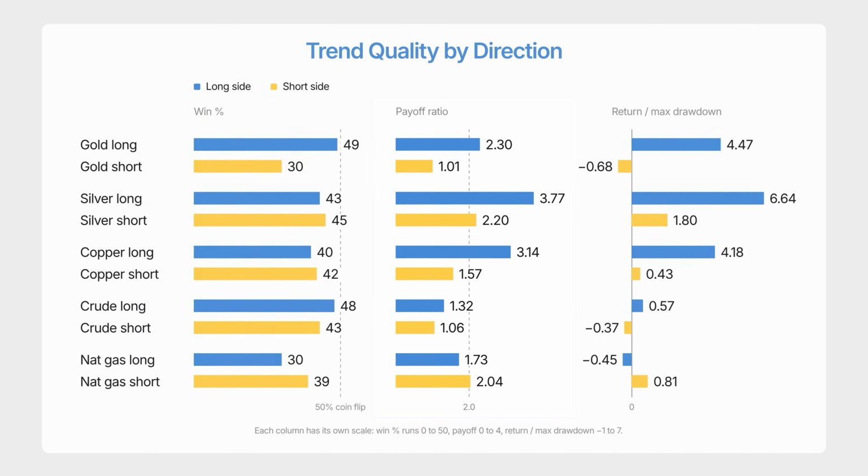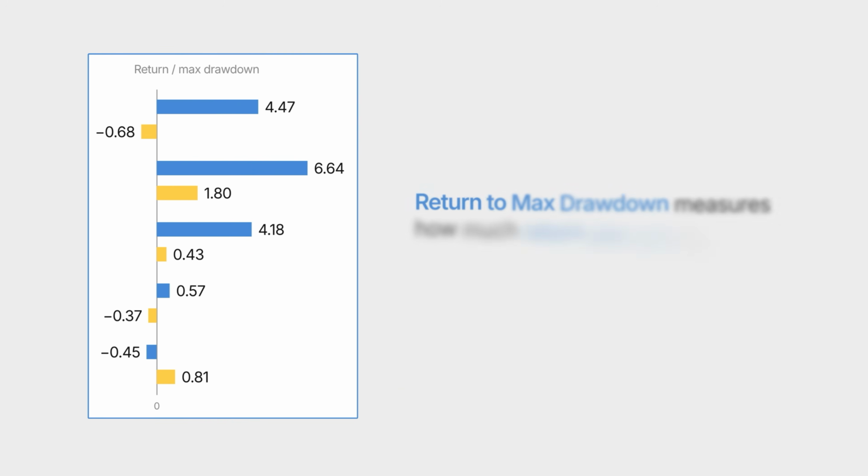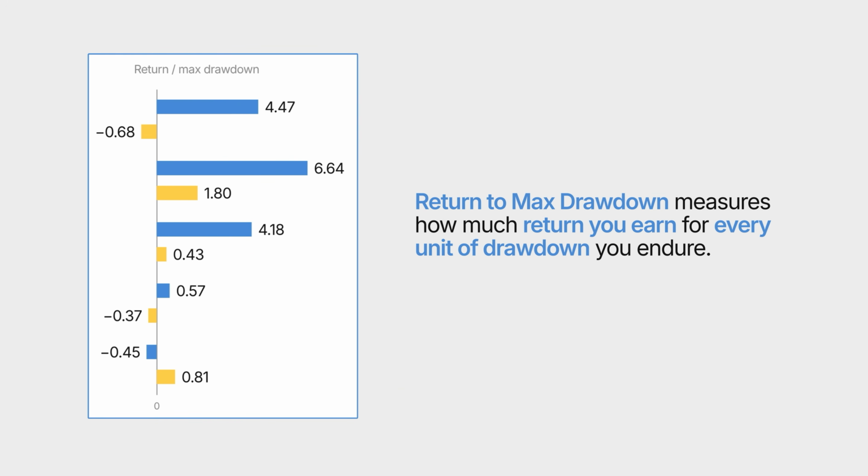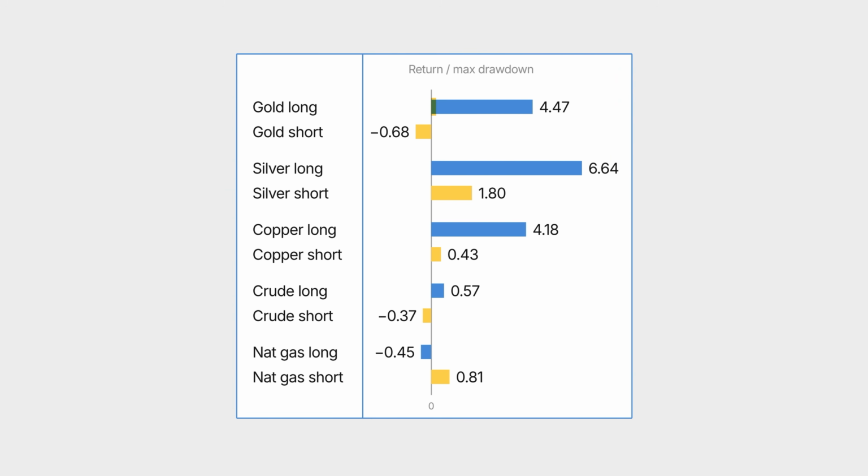And lastly, we have the return to max drawdown, which is how much return you get for the drawdown pain you experience. As you can see, gold has a clear edge on the long side, and that's quite visible, so does silver. Copper again has an edge on the long side, while crude may have a slight long bias, but it's a bit of a neither here nor there kind of a thing.